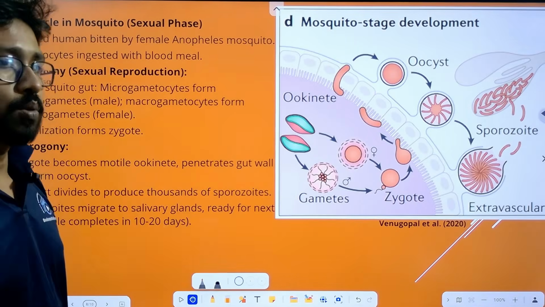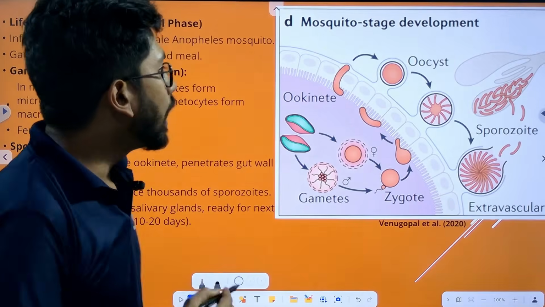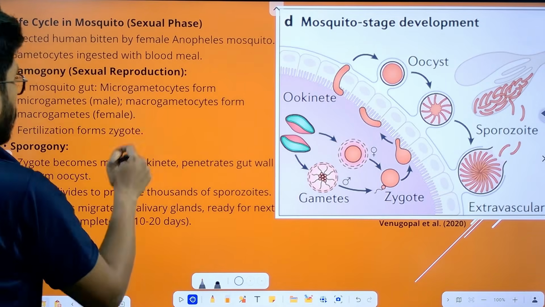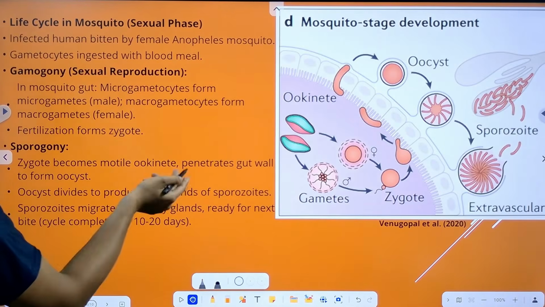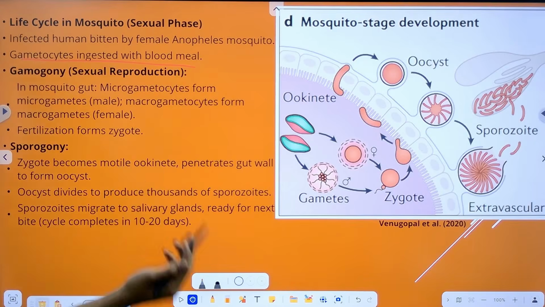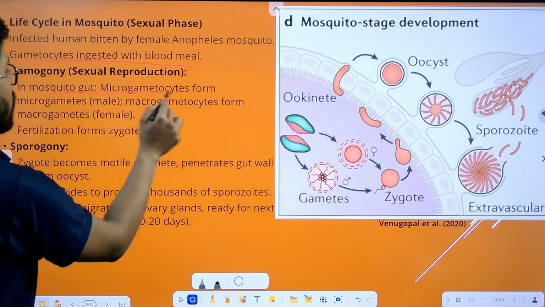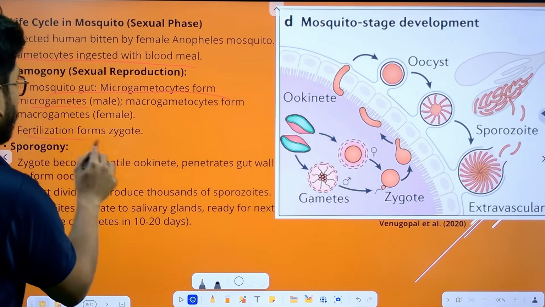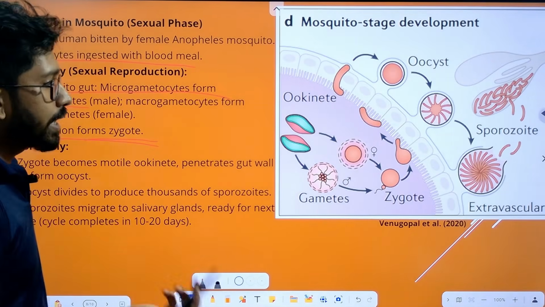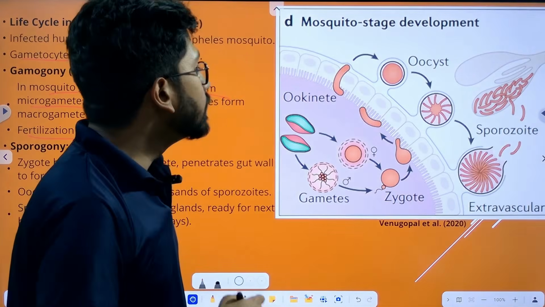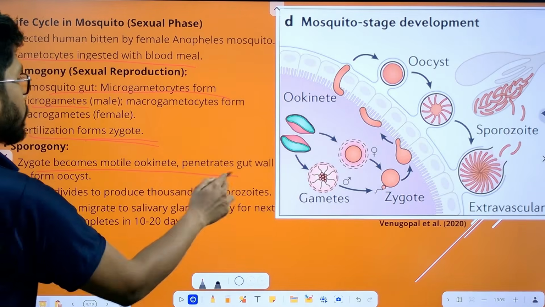Now let's see the sexual phase that happens in the mosquito. So as I said, when a mosquito feasts on your blood, these gametocytes will get into the mosquito. The gametocytes are ingested with the blood meal. These gametocytes will go into the mosquito gut, and from there they will fertilize. Fertilization takes place and a zygote occurs. After that, these zygotes develop inside the mosquito gut, and then the zygote becomes an ookinete.